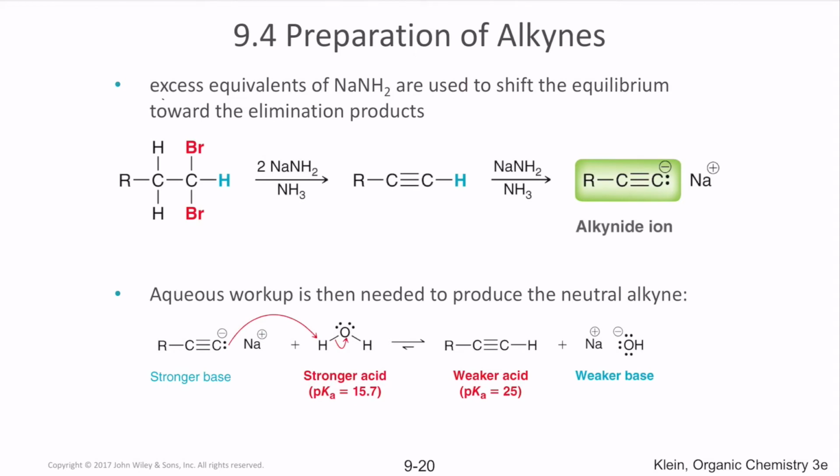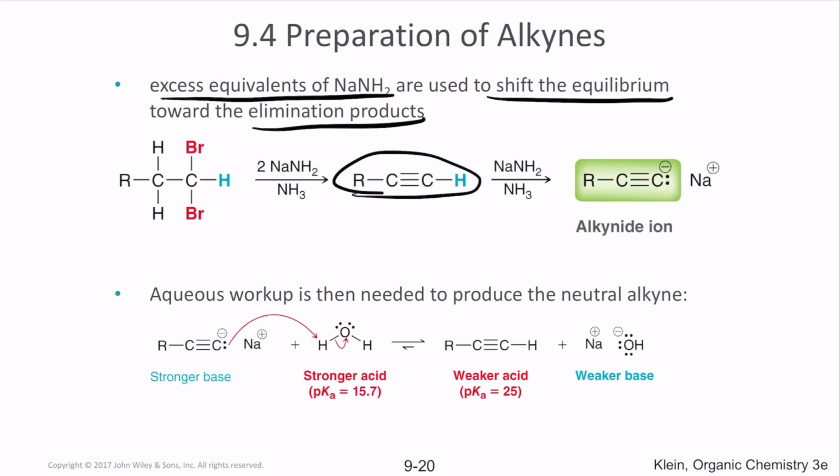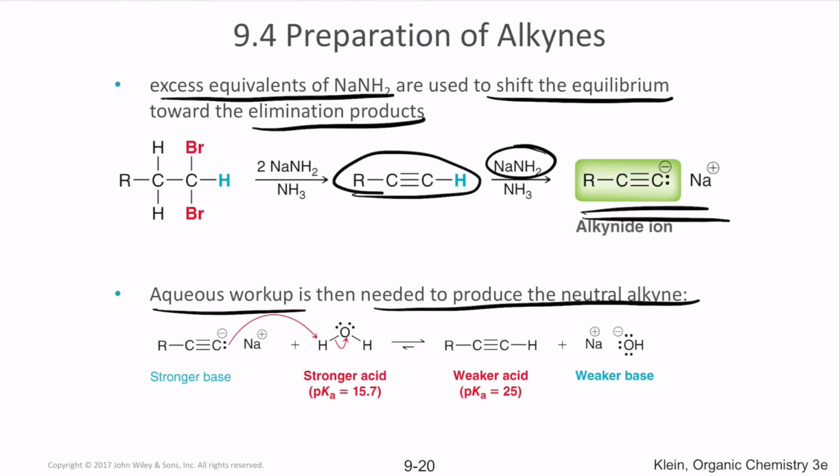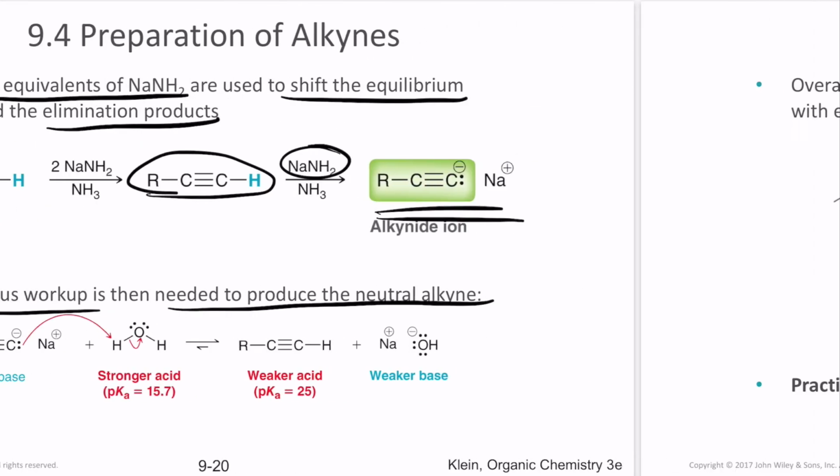Excess equivalents of NaNH2 are generally used to shift the equilibrium towards the elimination product, to make sure that the reaction actually forms the alkyne rather than going back to the dihalide. We also need an aqueous workup to create a neutral alkyne, because NaNH2 can produce the alkynide ion, which is generally the structure that forms when you react it with strong bases.